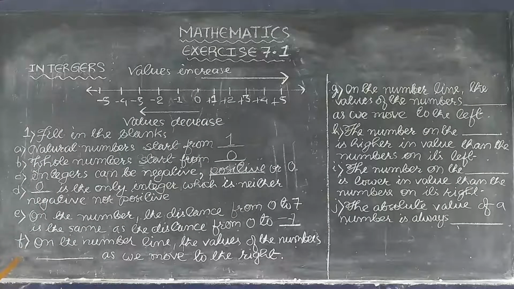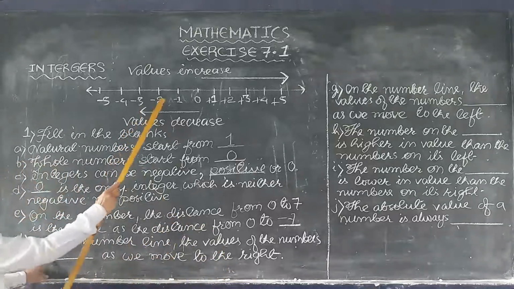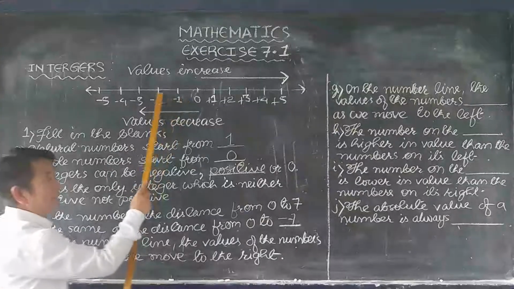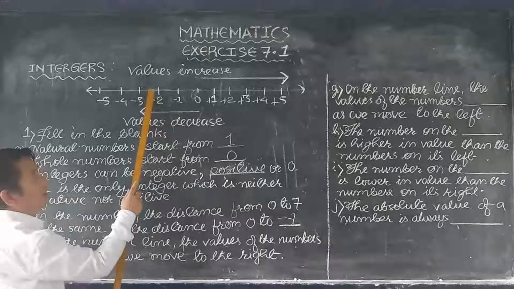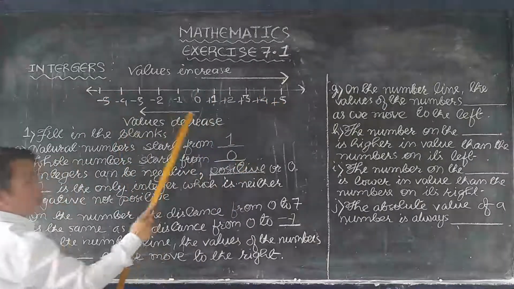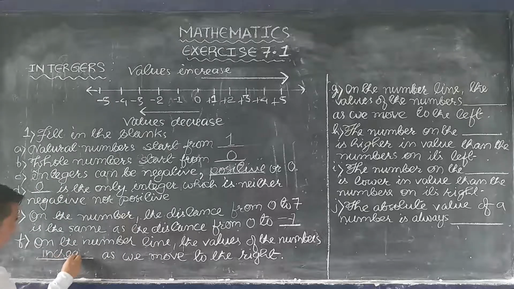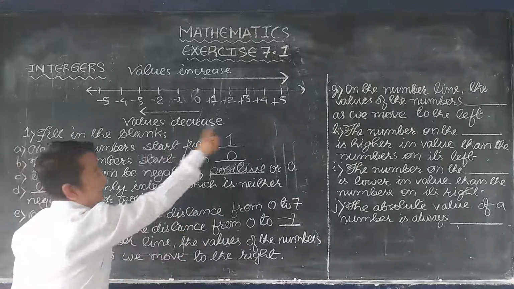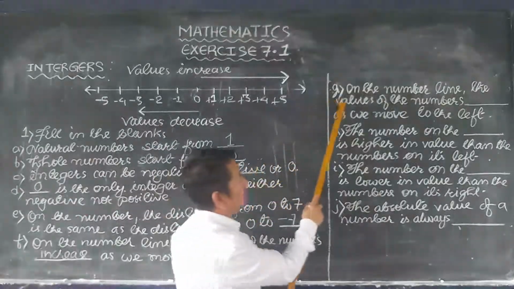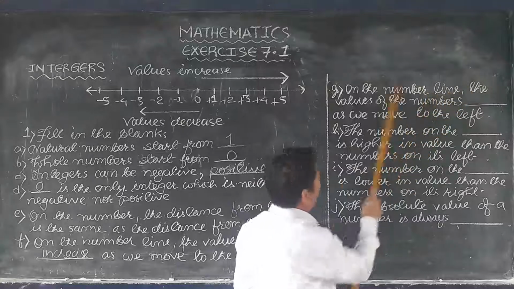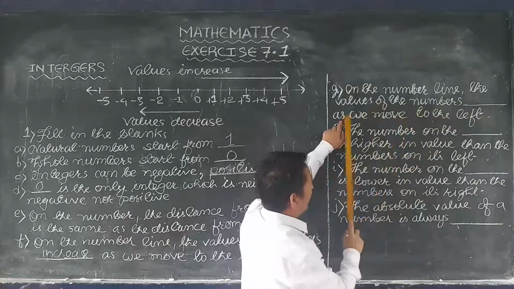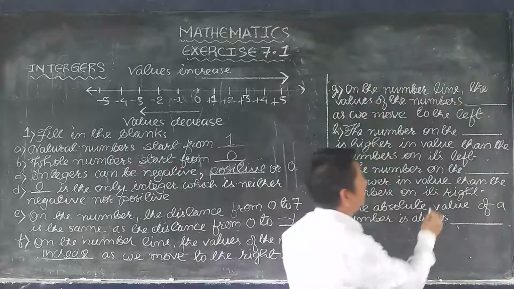Now F. On the number line, the values of the numbers dash as we move to the right. The values of the numbers always increase when you move from left to right on the number line. So, on the number line, the values of the numbers increase as we move to the right. Now next here, G. On the number line, the values of the numbers dash as we move to the left. Decrease.